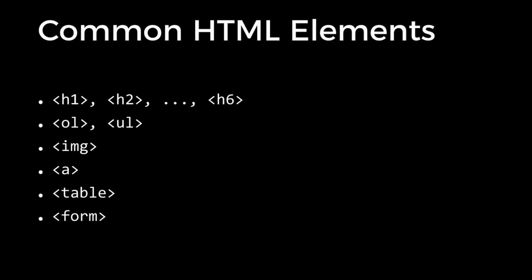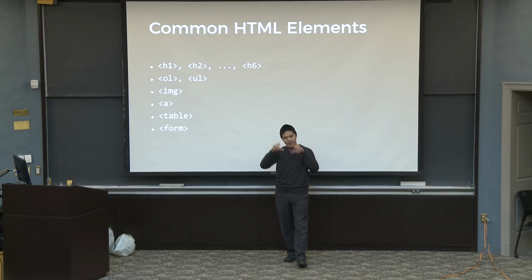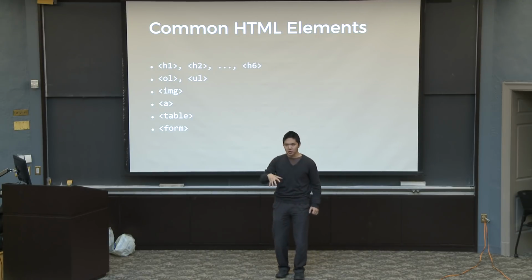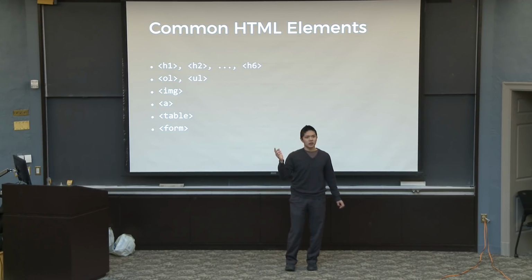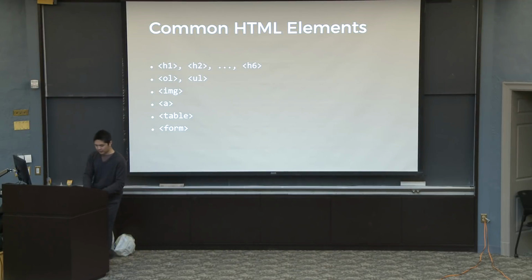So H1 through H6, those are used to create headings. So if you want a big heading at the top of your page, you might use an H1 tag. As the numbers get bigger, the size of the heading gets smaller. So H2 is a slightly smaller heading, H3, H4, H5, and then H6 is the smallest heading. OL and UL are used to create ordered and unordered lists. So I'll demonstrate that very quickly.